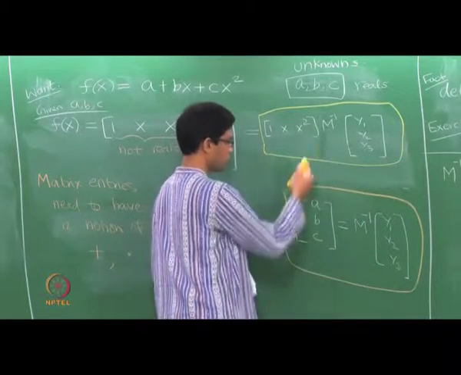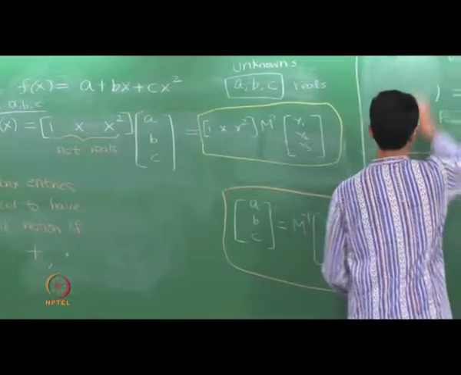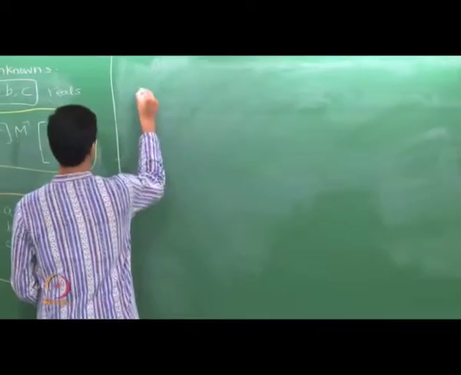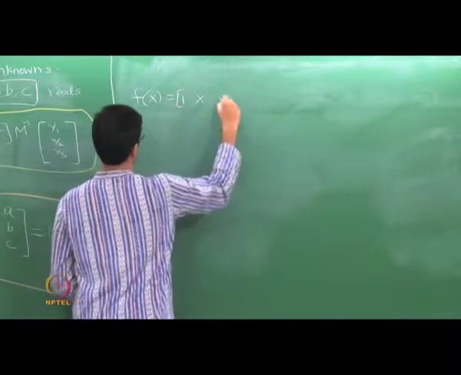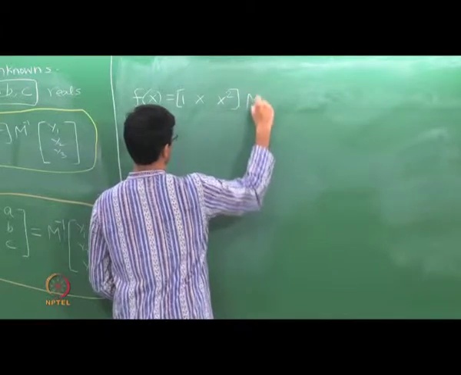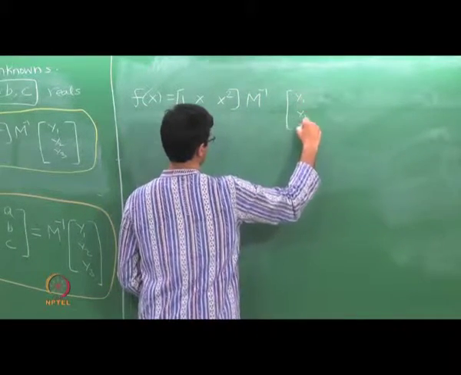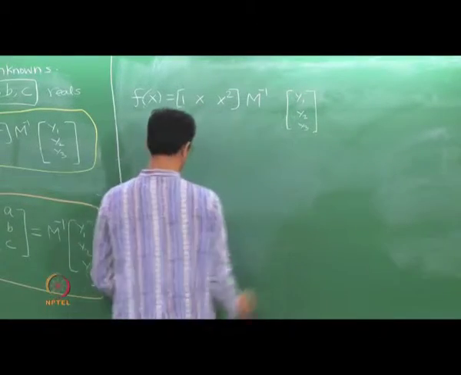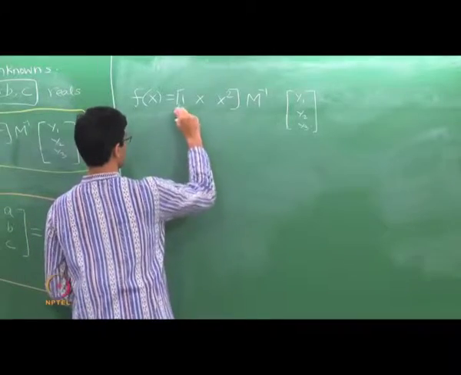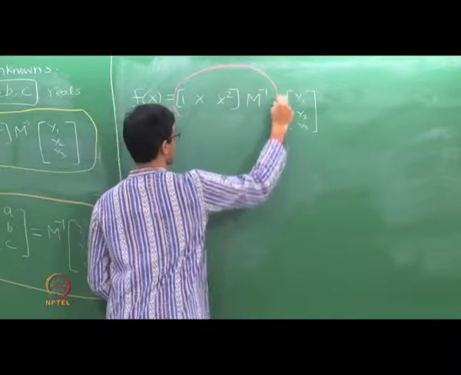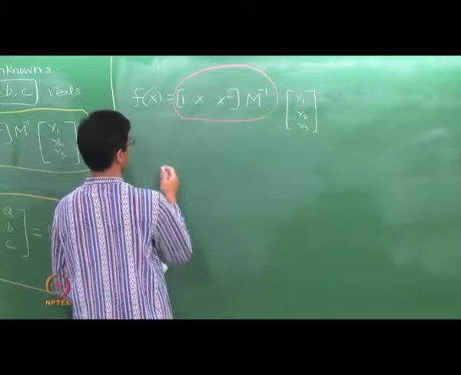Okay? But since we wrote out the first column of M inverse, let's just do one step of this. So we take f of x, as I said, is just 1, x, x squared times M inverse times, well, this column vector. Let's first multiply these two things out, this row vector 1, x, x squared with the 3 cross 3 matrix M inverse.